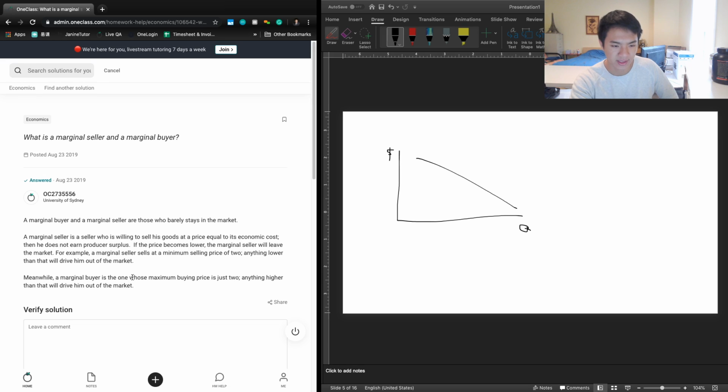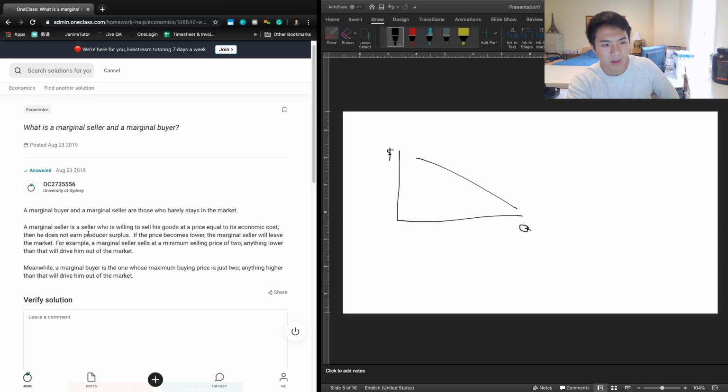Let's take a look at the previous tutor's answer. And they said a marginal buyer and a marginal seller are those who barely stay in the market, which is good. A marginal seller is a seller who is willing to sell his goods at a price equal to its economic cost and does not earn producer surplus, right? And that's what we talked about as this guy who just barely is selling and he doesn't earn any benefit at all. If the price becomes lower, the marginal seller will leave the market.